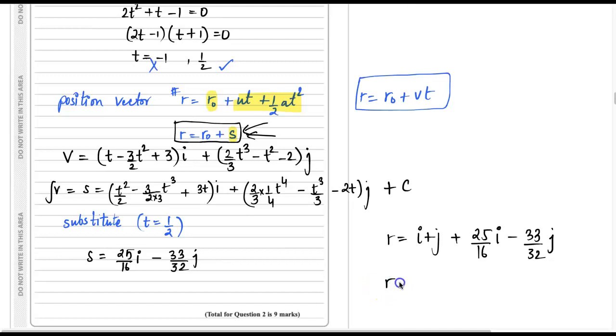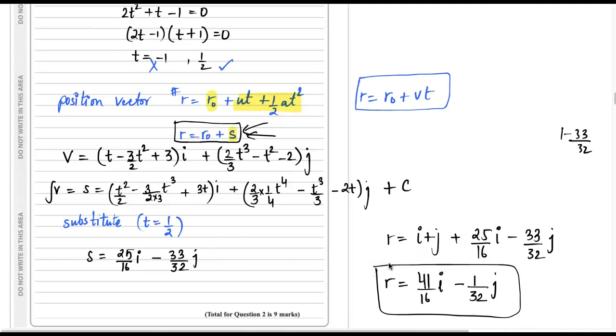So if we simplify, i plus 25 over 16 i would give us 16 plus 25, 41 over 16 i, and 1 minus 33 over 32, so minus 1 over 32 j. This would be our final answer.